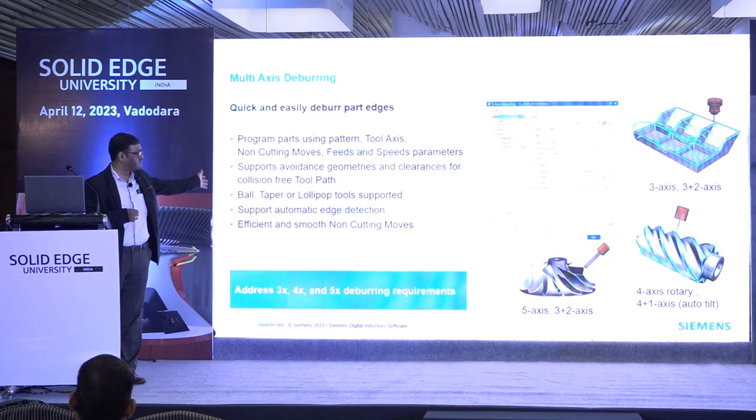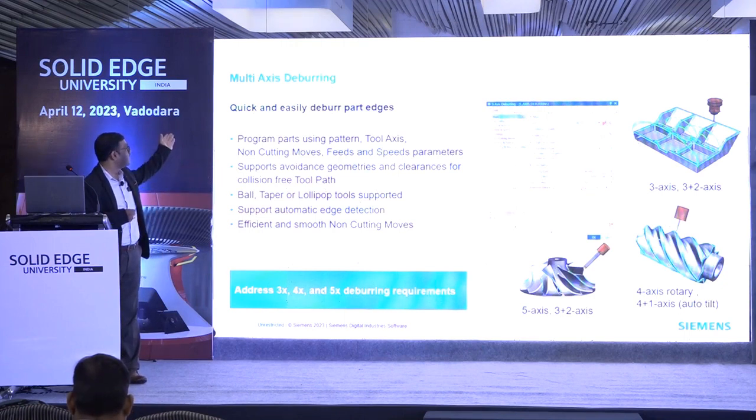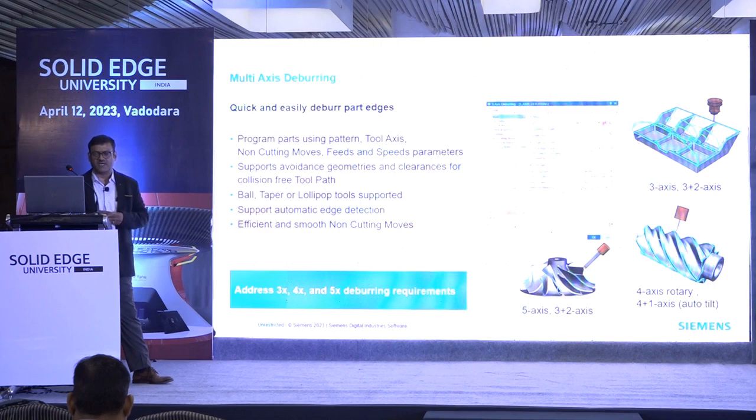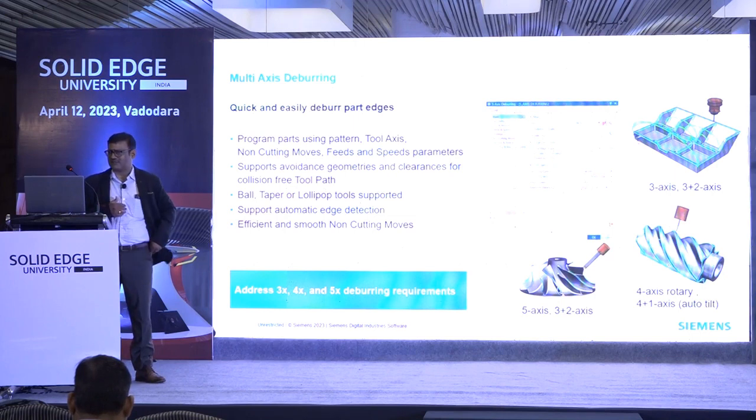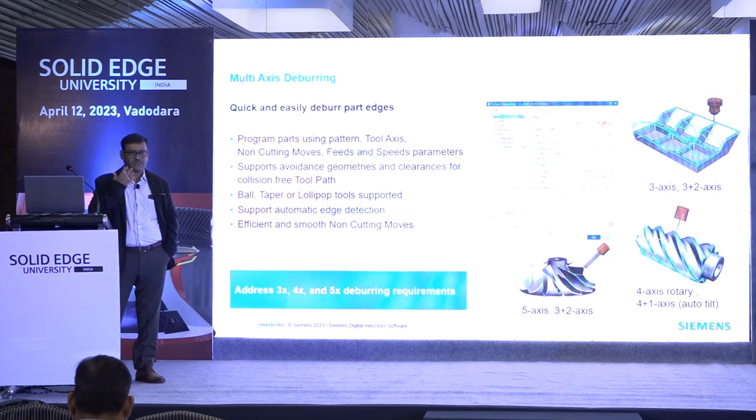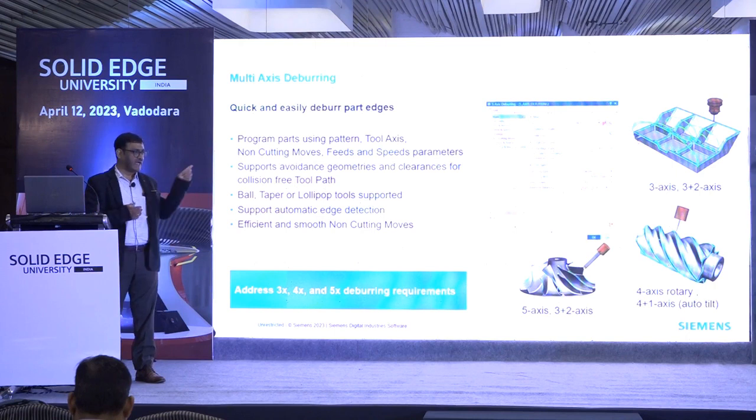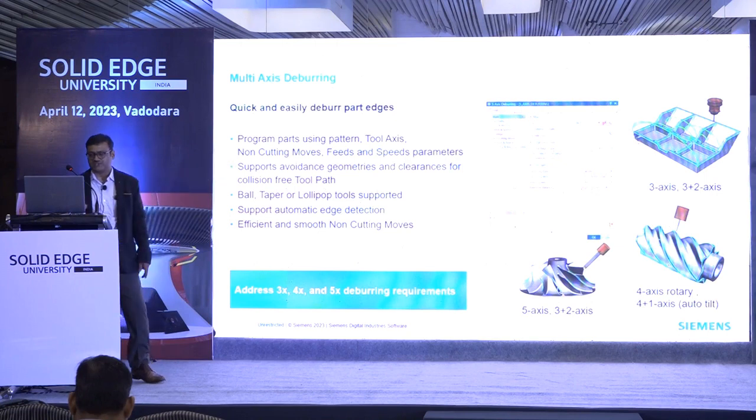This is one of the enhancements we did, just to deburr, right? I know industry was facing this challenge: how can we do a quicker and easier way of deburring the part edges? This was pending for a long time. A lot of customers requested it, and we took that feedback positively and added it for 3-axis, 4-axis and 5-axis, right? This is what we call the multi-axis deburring option. This was again a new enhancement with the latest version of Solid Edge CAM Pro.